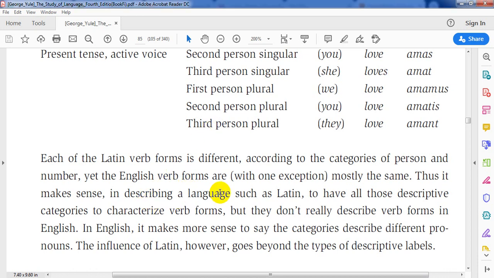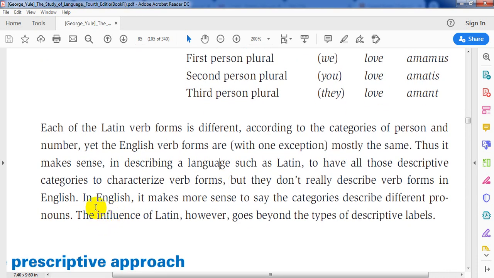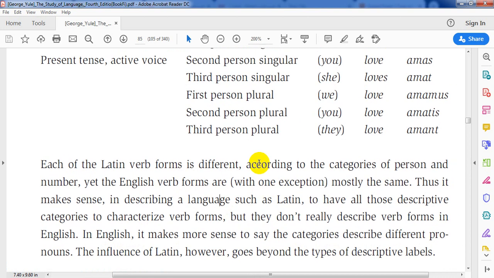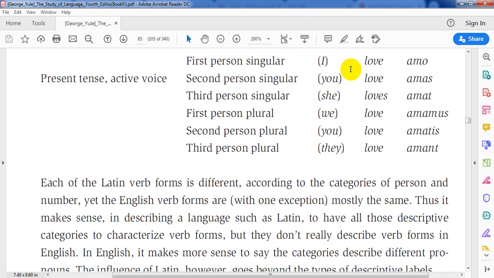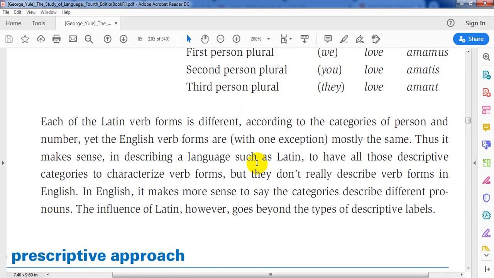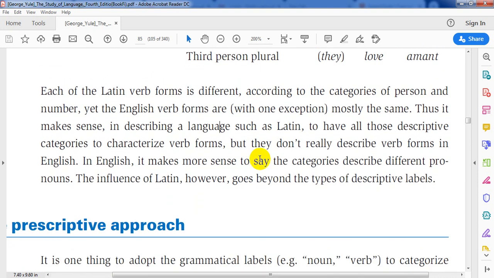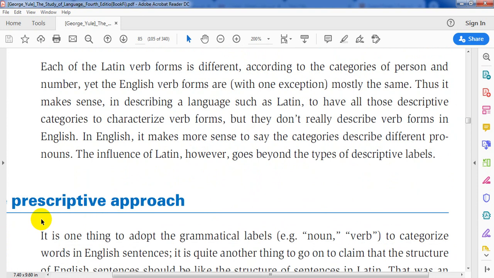The last point is that the influence of Latin goes beyond the types of descriptive labels. So we cannot apply the Greek or Latin description. Our next item is the prescriptive approach.